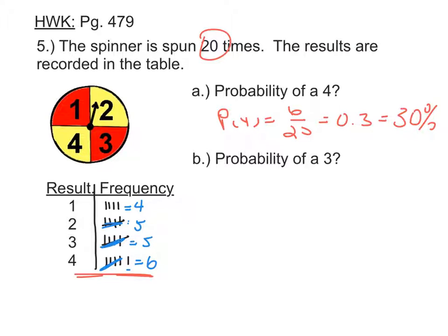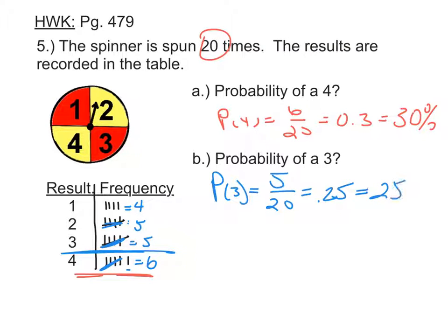So if we want to find the probability of getting a 3, we look to see how many times did a 3 show up, and that was 5 times. So the probability of a 3 is 5 out of the total 20 times. And 5 divided by 20 is 0.25, which is 25%.